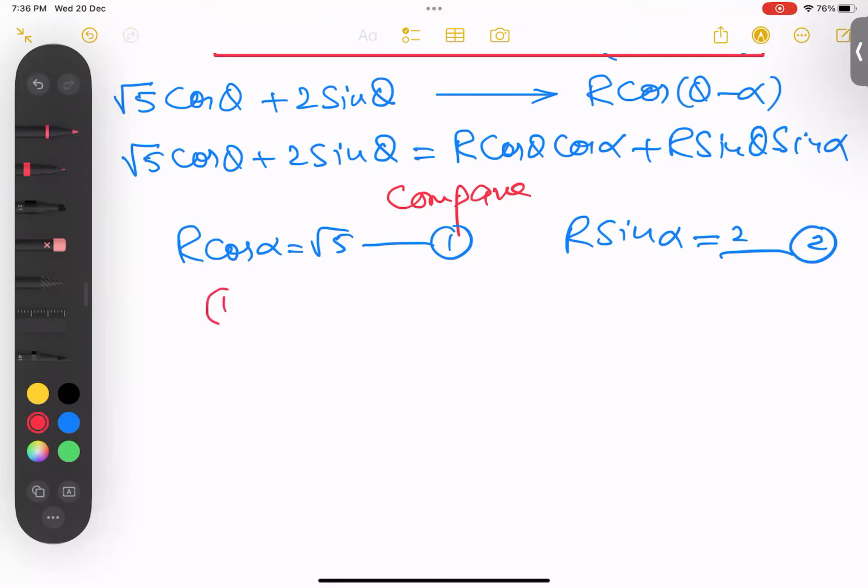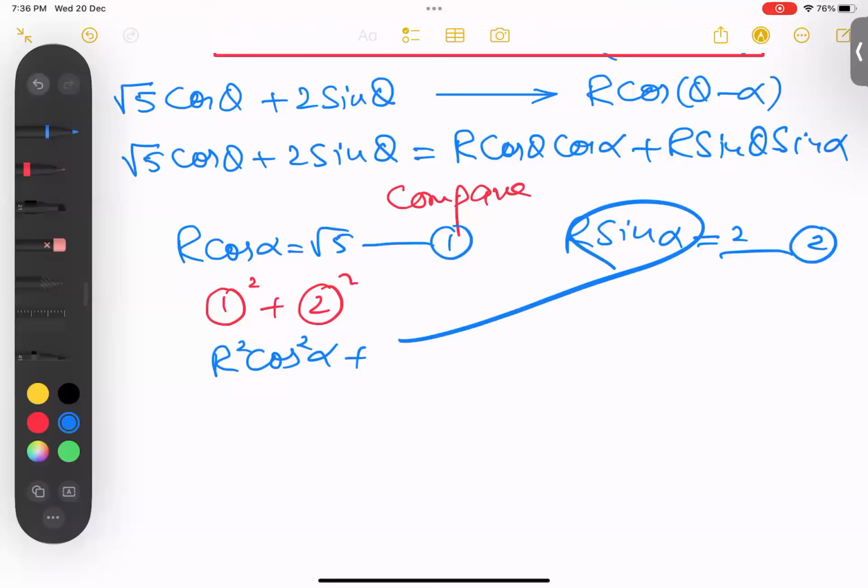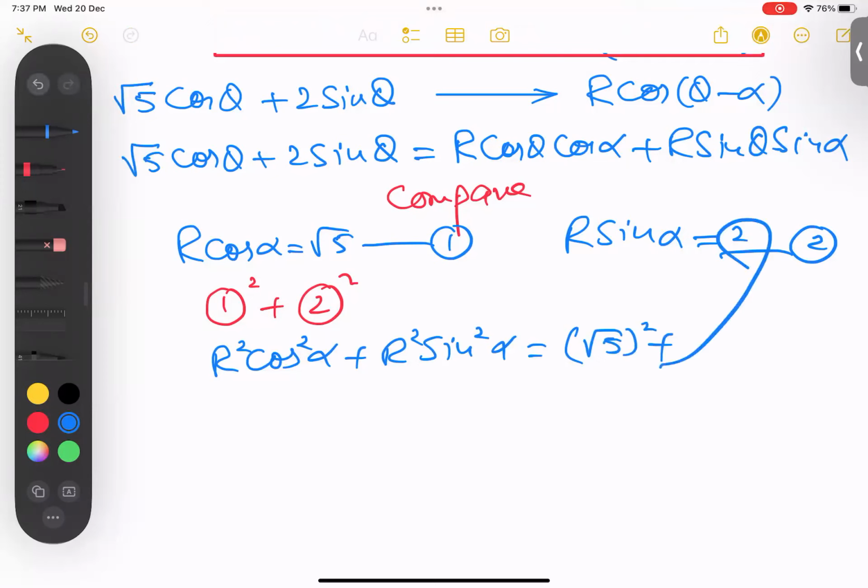Now, sine square plus cos square is 1. So what I will do, student, as I just did with you, is square both and add them. When I square this, I get r square cos square alpha, and squaring this gives r square sine square alpha, equal to the squares of these. How come? If I take r square common, sine square plus cos square equals 1. I'm not wasting time. So the square root of 5 squared is 5 and 2 square is 4. 4 plus 5 is 9, and ultimately r becomes 3 because I said r will always be positive.